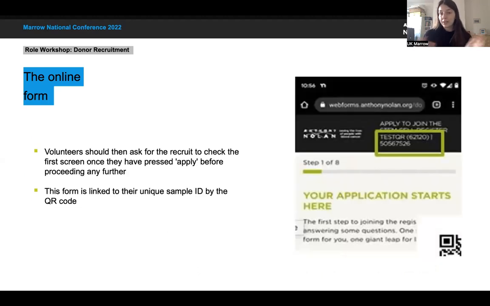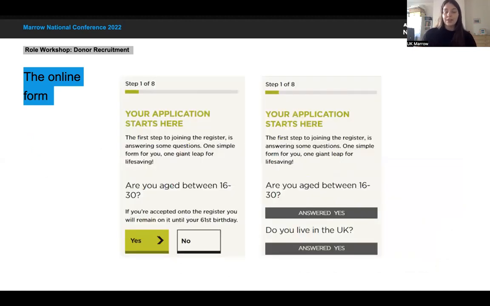But if the scanning goes fine, they should be taken to an education page that should cover everything that they already spoke about, or that you should have already told them. So they can just scroll down to a big green button that says something like apply to join the register, and that will take them to the application. At this point, they usually are able to do this by themselves, so you don't really need to check in with them, but it's good to have seen the application form just so you can help in case they do have any questions.